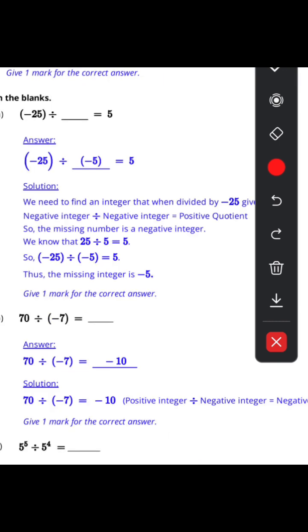Next question, filling the blanks. Minus 25 divided by this blank is equal to 5. We need to find an integer such that when minus 25 is divided by it, the answer is 5. Minus 25 is a negative integer. We have to divide it by a negative integer, after that we get a positive integer. So we divide it by minus 5. We will get the positive integer, that is 5. 5 fives are 25. So our answer is minus 5, because we require a positive answer.